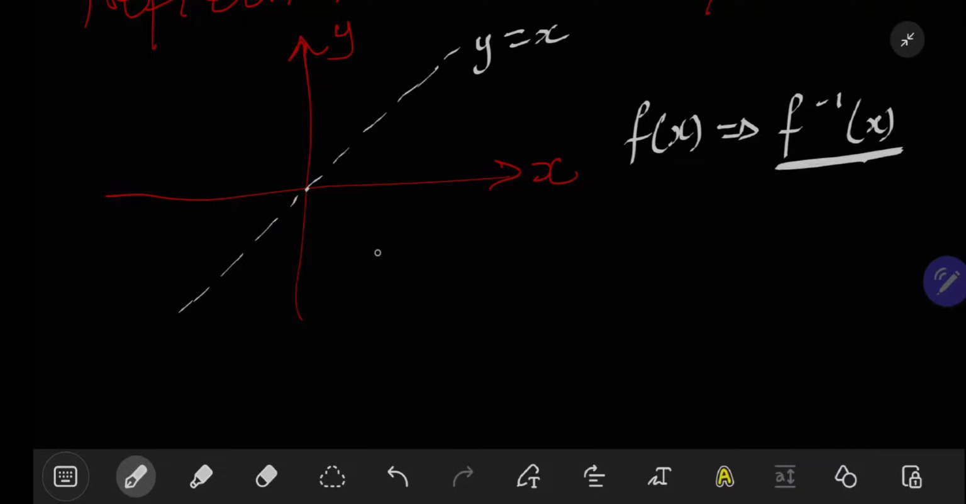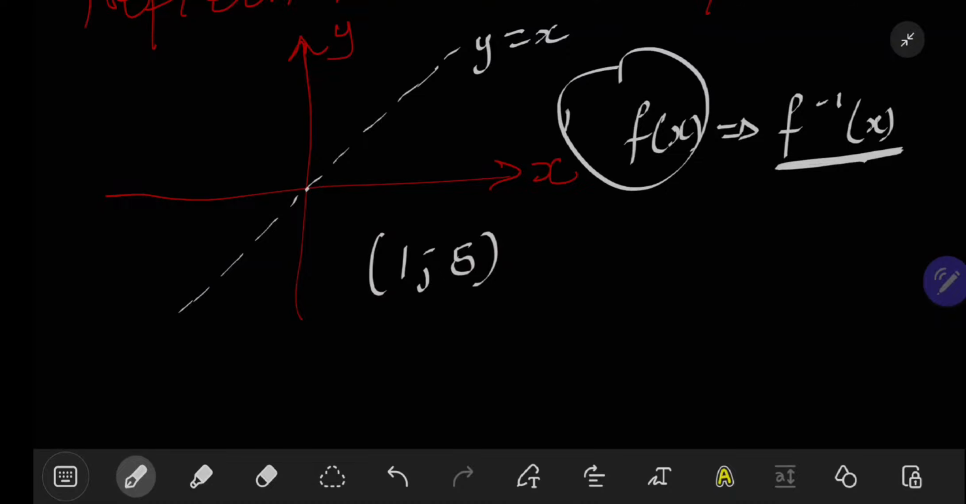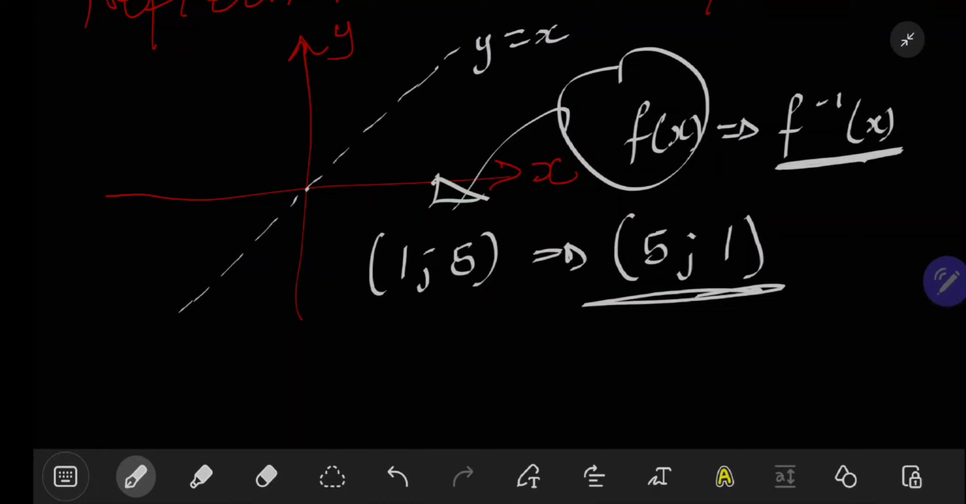For an example, if we have a point (1, 5), which is the coordinate for the original function, to obtain the coordinates for the inverse, we swap the x and y coordinates. So it's going to be (5, 1). These now are the coordinates of the inverse function. This is how you can get the coordinates.